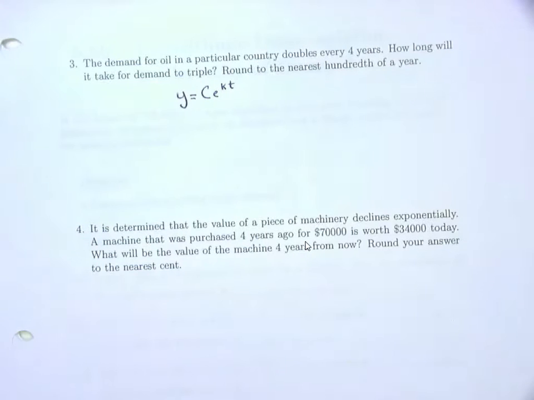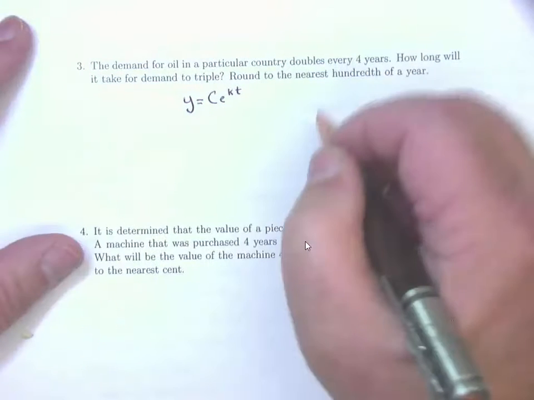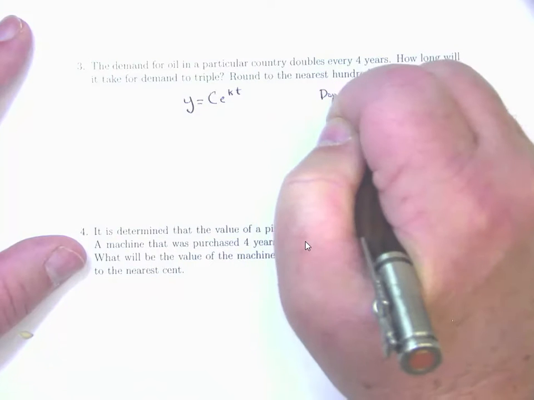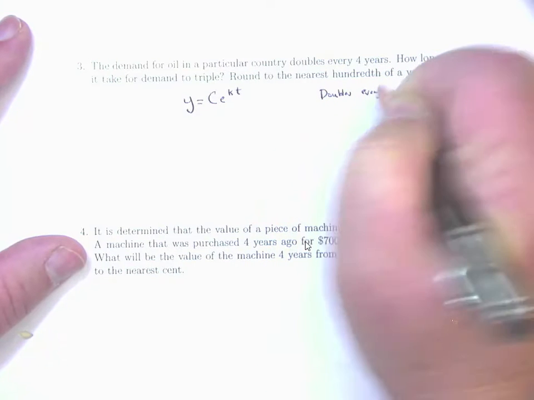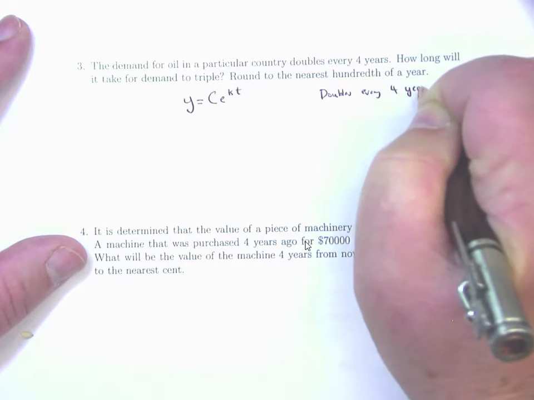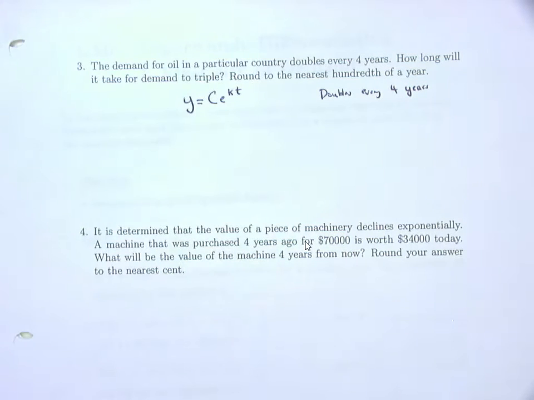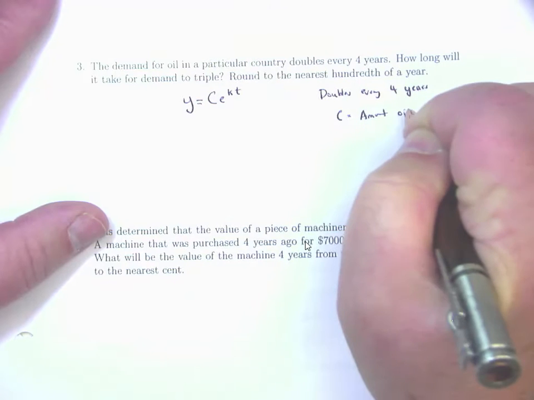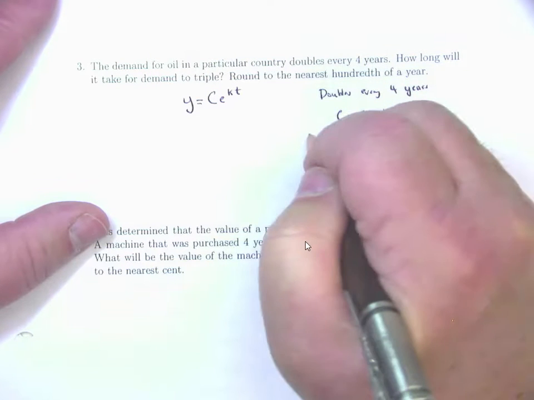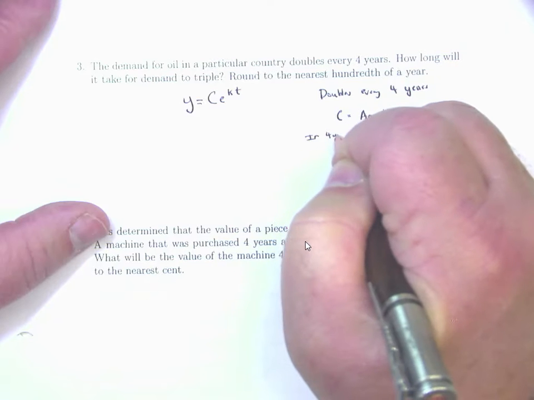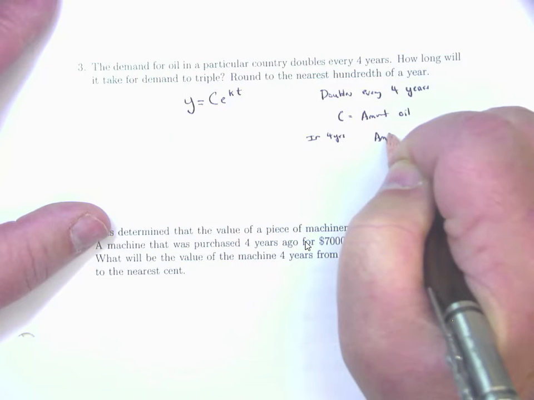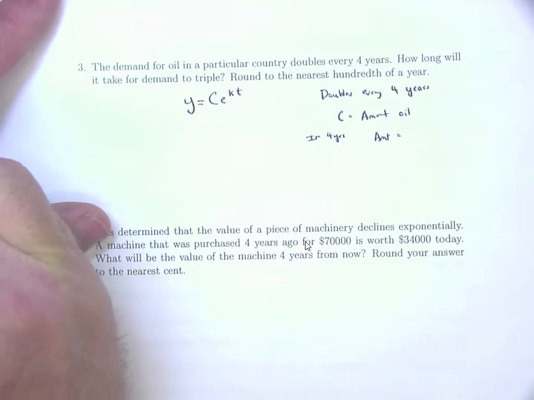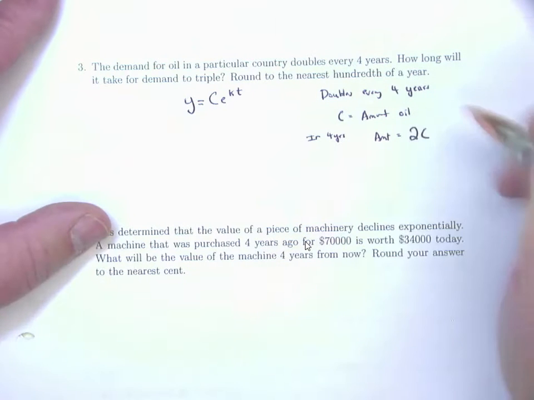Okay? That first part of the puzzle is basically for you to figure out what k is. So it doubles every 4 years. So it doesn't matter what the price of it is, wait 4 years and it's going to double, right? So if C is the amount of oil now, what will it be in 4 years? In 4 years, what will the amount be then? Amount would be equal to what? It doubles. 2 times C. Does that make sense?